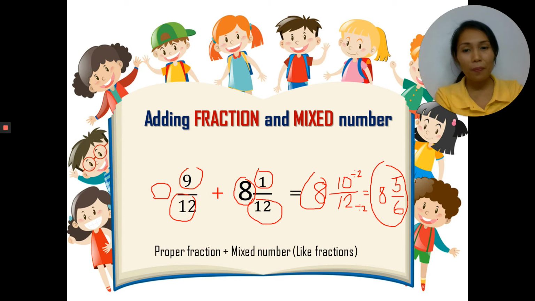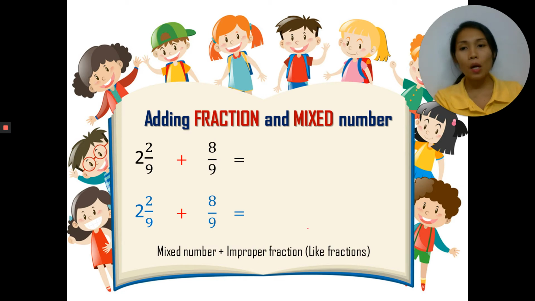Easy, right? For the whole numbers, you add them separately. And then for the denominators, if they are equal, I mean they are the same, then just copy it and then add the numerators. That's it. Okay, let's try another one here.